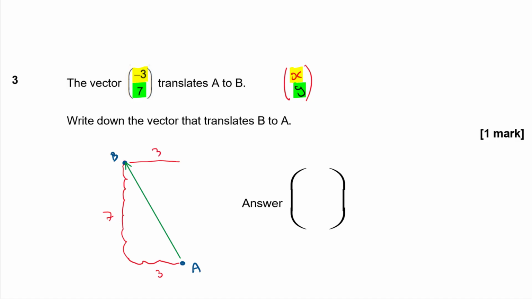And rather than going 7 up, I need to go 7 down. So my answer would be 3 to the right and -7 up. Okay, so that's going to be my opposite vector. I'm going in the opposite direction. So basically I'm just flipping the signs around, aren't I? If you want to go down the vector in the opposite direction, change the signs.